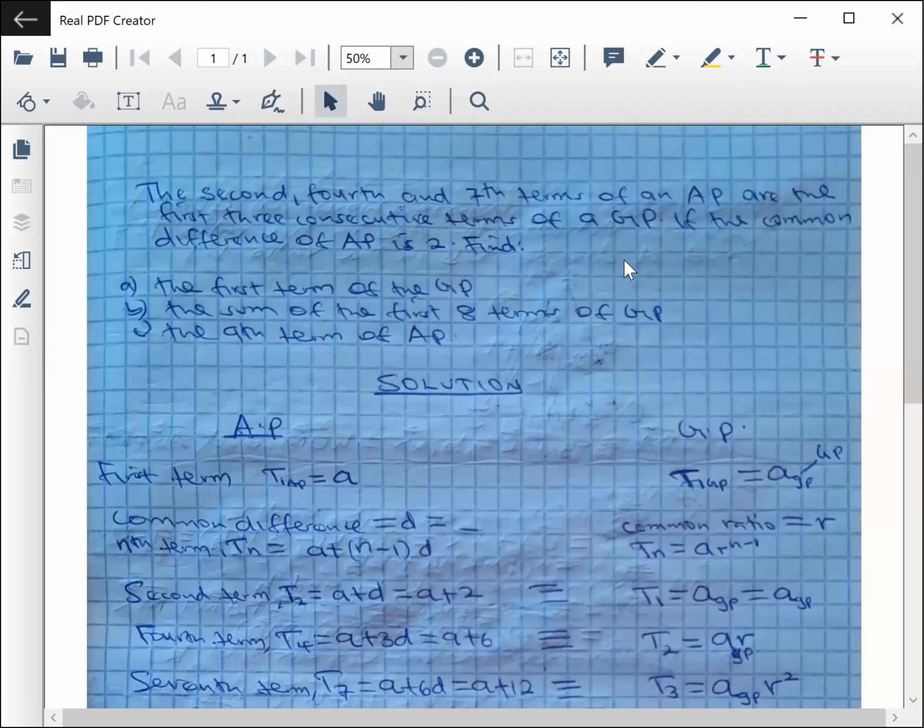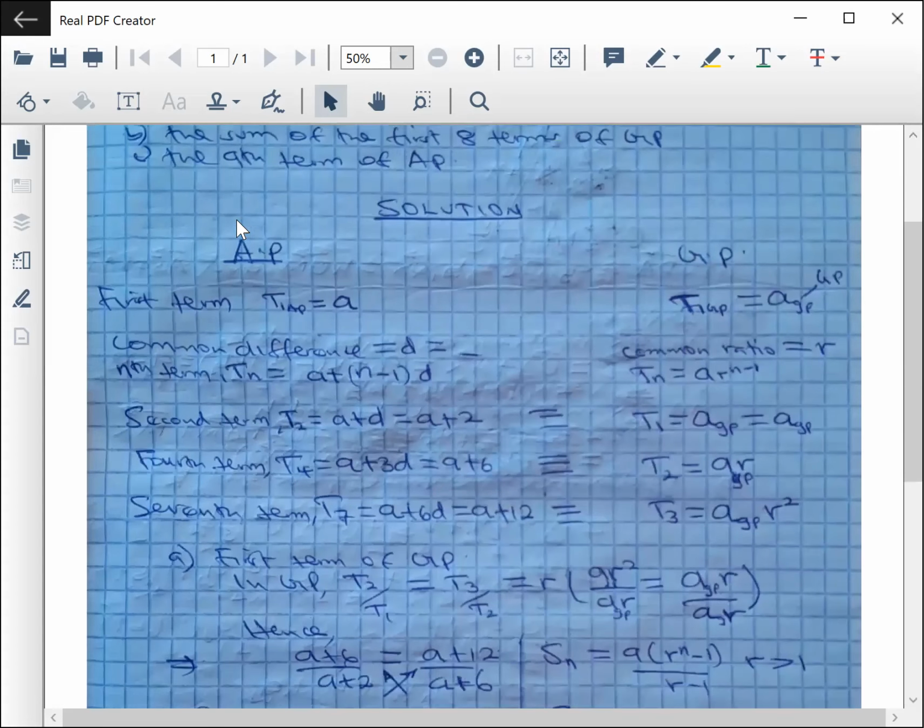So we'll read the question. The second, fourth, and seventh terms of an arithmetic progression are the first three consecutive terms of a geometric progression. If the common difference of the arithmetic progression is 2, find A, the first term of the geometric progression. B, the sum of the first 8 terms of the geometric progression. And C, the 9th term of the arithmetic progression. Let's go to the solution.